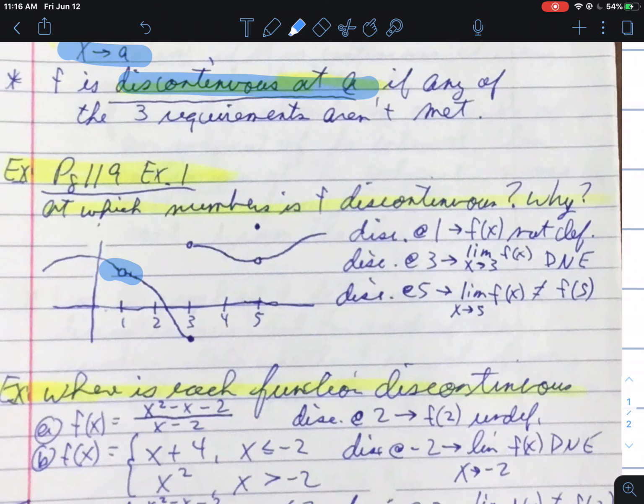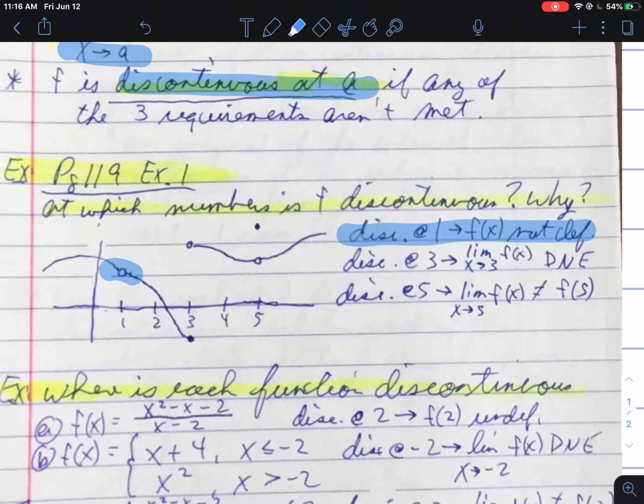Now, in terms of justification, and you will be asked this, why is it discontinuous at that point? Well, the first requirement is that the function is defined at that a value, in this case at 1. And this function value does not exist. 1 is not in the domain of our function. So I would say that this function is discontinuous at 1 because f of x is not defined there. There is no point on the graph that corresponds to f of 1.